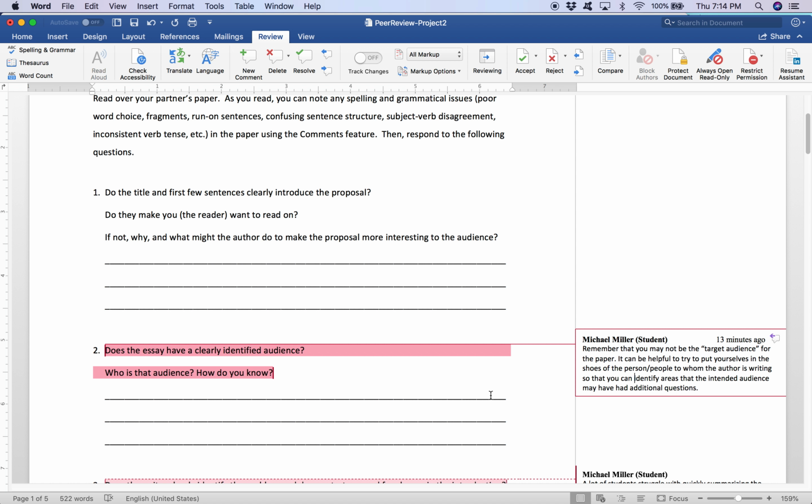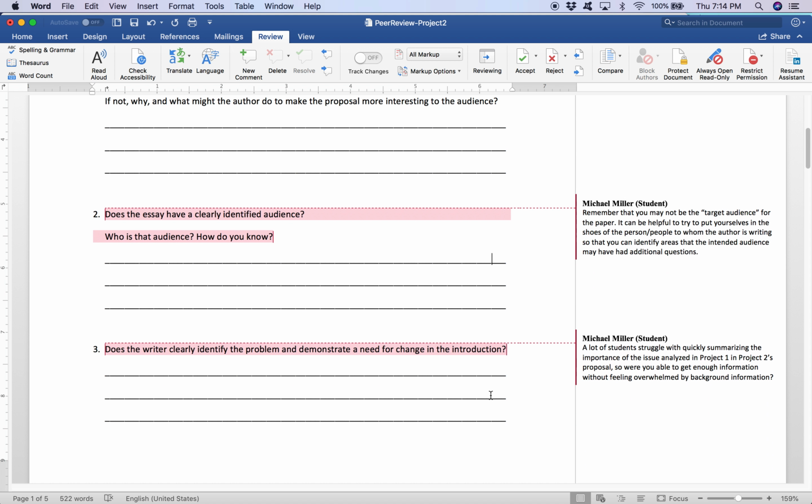the community, some of the language, things like that, that doesn't really matter. What you really want to try and do is embody the person or the people to whom the author is writing, so that way that will really define what your feedback should encompass.